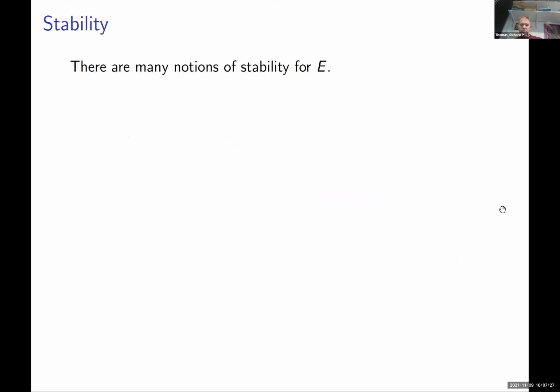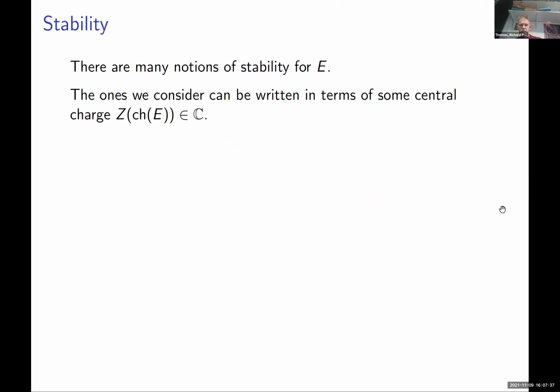But before I get there, I have to say something about stability. And most of the participants in this seminar know more about stability than I do, so I apologize for this. You can usually write it in terms of some complex number, which depends only on the topology of the sheaves we're interested in. So that's the Chern character.